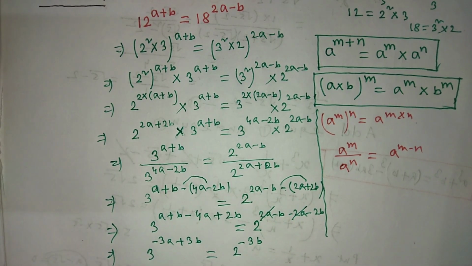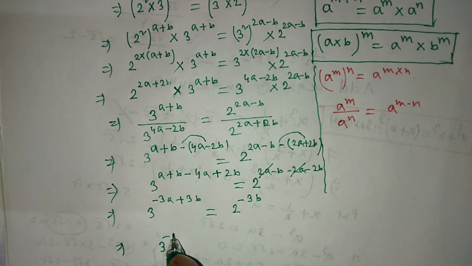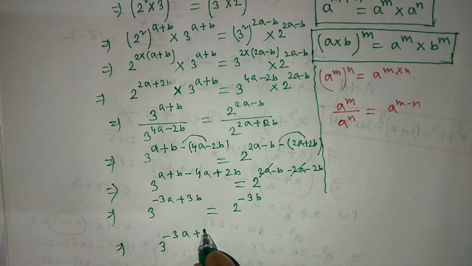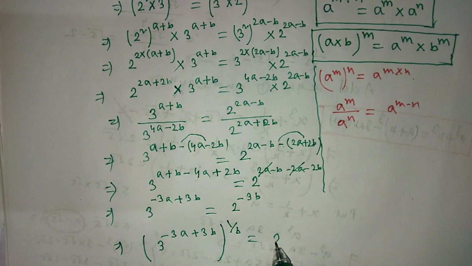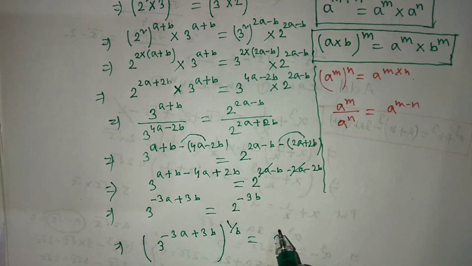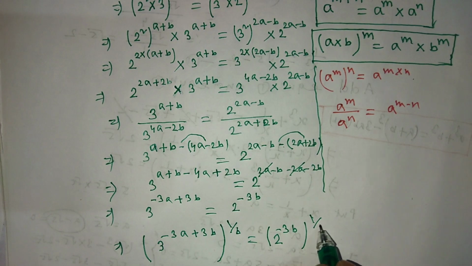So my dear student, after that we have to take power 1 by b on both sides. So on the left hand side we have to write in here 3 to the power minus 3a plus 3b whole to the power 1 by b is equal to, on the right hand side we have to take power 1 by b. That means we have to write in here 2 to the power minus 3b whole to the power 1 by b.